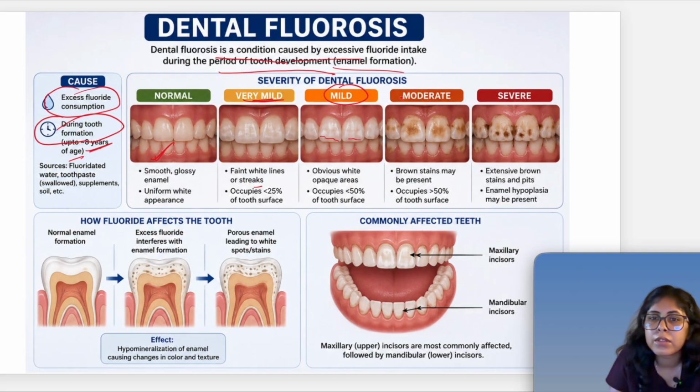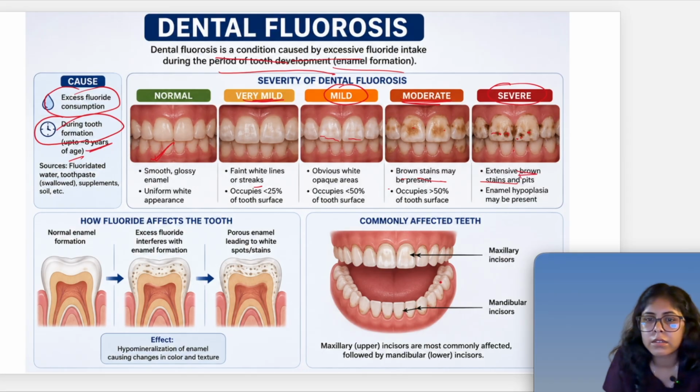And then if it is moderate, you will see the yellow and brown stains mostly present in all the teeth. And then if severe damage is there, you will be seeing extensive brown stains, and then pits also, a bit of hollow incrustation will be there. Okay, so this is how fluorosis will show on the teeth.